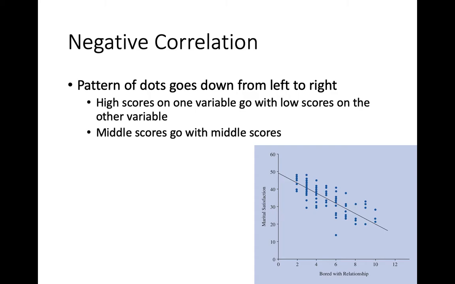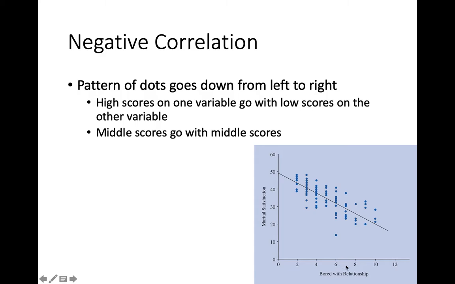Alternatively, we could have a negative correlation. Here, our pattern of dots goes down from left to right, and we can express this relationship as saying that high scores on one variable are paired with low scores on the other.